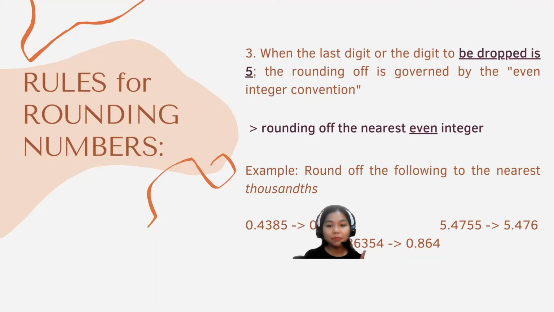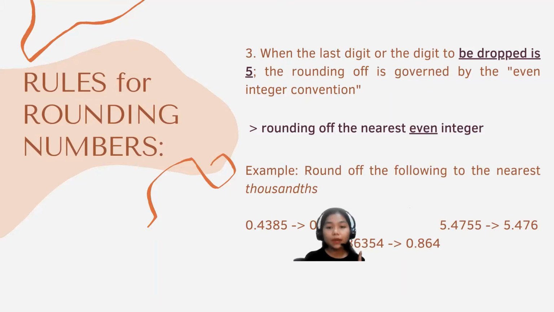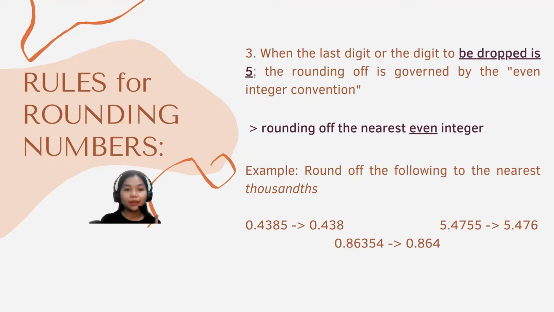So again, 3 decimal places. 3 is an odd number. And the number beside 3 is 5. Therefore, we add 1 to 3 to make it 4, because this is an odd number. So 0.86354, when rounded to the nearest thousandths, will give us this answer, 0.864. Is it hard? Of course, it's not. It might be challenging, but for sure, with constant correct studying, you will master this.